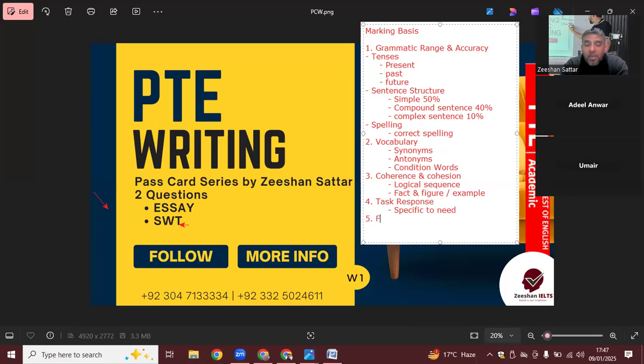Number 5, in PTE, the form would be very important. What do you mean by the form? Form means that if it is SWT, for an example, we have to write 75 words maximum in SWT and there should be no full stop.